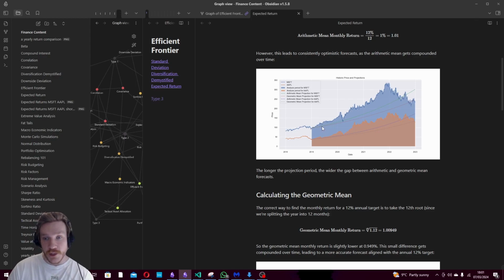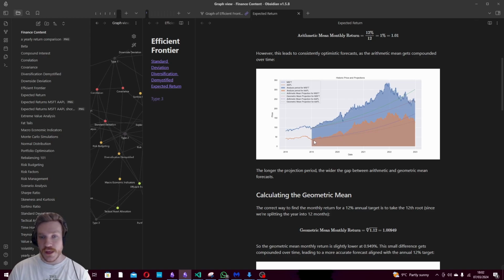For Microsoft here, the green dotted line is a forecast based on the arithmetic mean. The red line is for the geometric mean, and you'll see the arithmetic mean is very optimistic. It massively overshoots the actual endpoint of the time period, whereas the geometric mean lands very nicely where it should do.